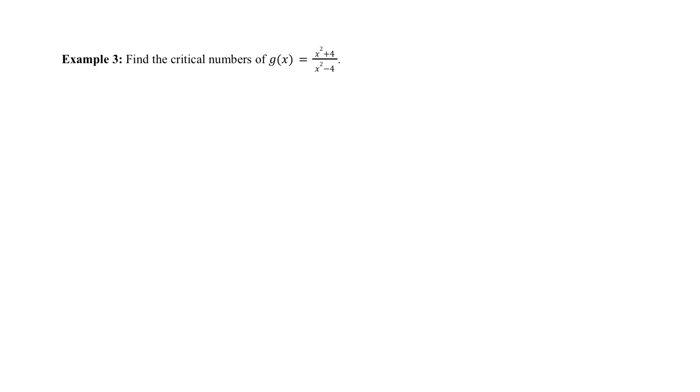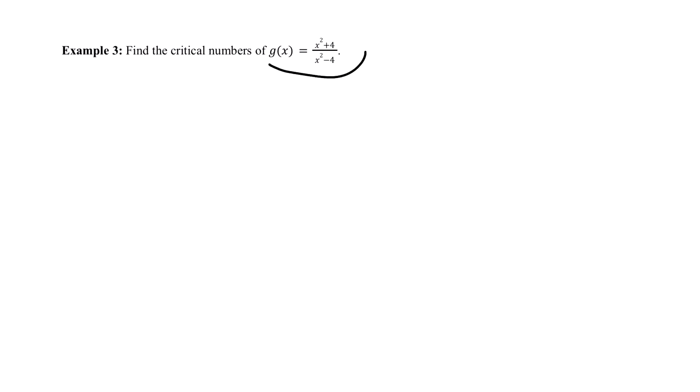Here I want to, again, find the critical numbers. Here I've got a slightly more complex function: x squared plus 4 over x squared minus 4. Again, before I do anything else, I'd want to think about the domain of this function g of x. And in this case, I am going to have a little bit more of a problem because I don't have a polynomial. I've got a rational function, and in a rational function, I'm going to be worried about where the denominator is equal to 0.